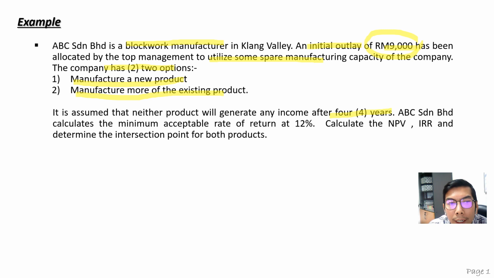ABC Berhad calculates the minimum acceptable rate of return (MARR), which is the cost of capital, at 12%. Okay, this is the cost of capital, or MARR, minimum acceptable rate of return. So in this case, you have to calculate the NPV and IRR and determine the decision point for both products if there is a conflict between NPV and IRR.